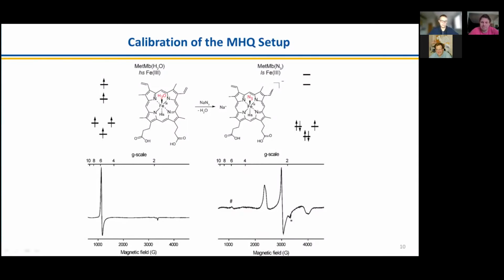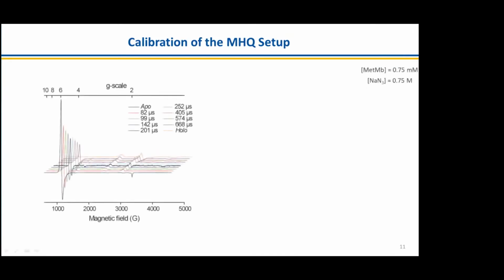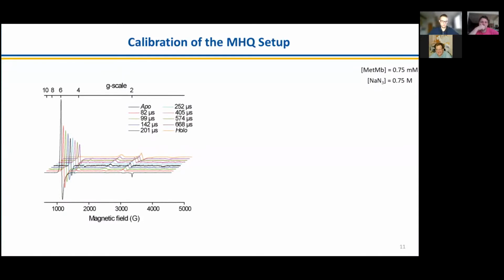And from the peaks, so the peak amplitudes in these spectra, we can deduce the percentages of high spin state and low spin state in a freeze-quench sample at a defined aging time. And this is what we did for calibrating the MHQ setup. Here we see the results from this calibration series. We prepared MHQ samples at different aging times, so from 82 microseconds to 668 microseconds.